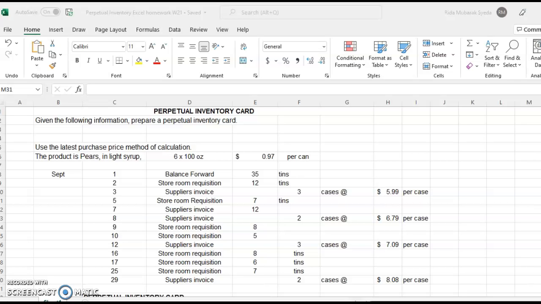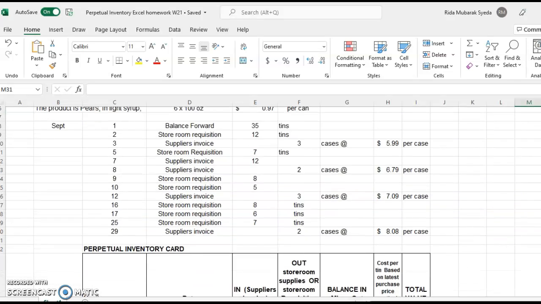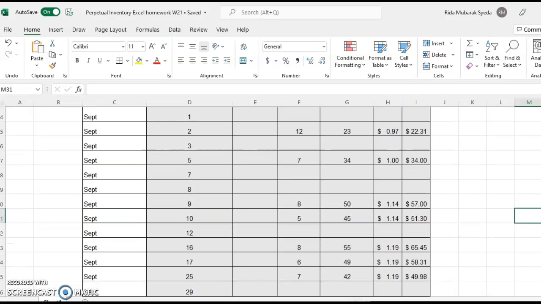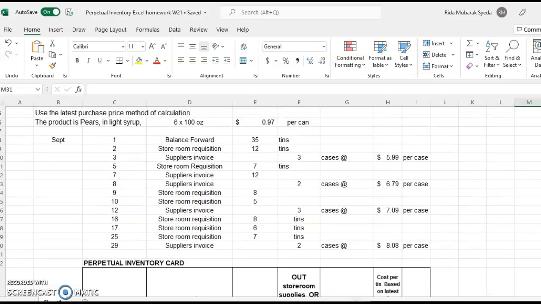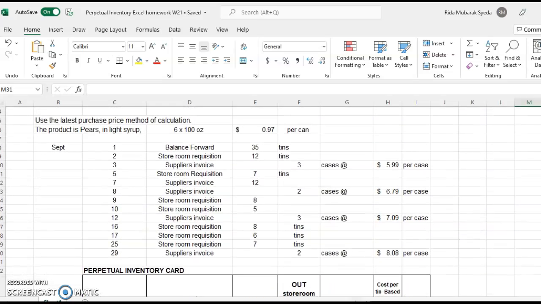Hello everyone. So today we will be doing perpetual inventory card, and I'll also introduce to you some new formulas to work on Excel. So let's get started. Over here we have the inventory, and at the bottom when we go down we have the table to fill in using those information on the top. Okay, so let's get started.